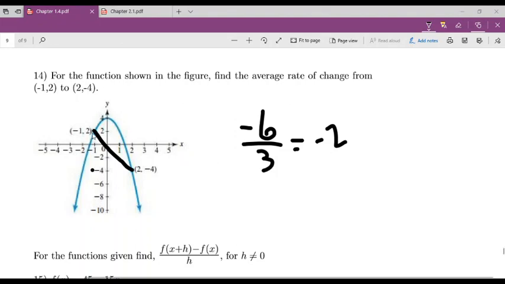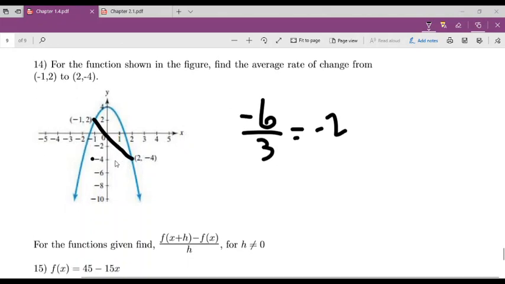But all you really have to do is count it. So rise over run. We rose -6. We ran 2. You've got to watch your units here. I'm sorry. We rose -6. We ran 3. So you've got to watch your units here, because your units can be different on your different axes.